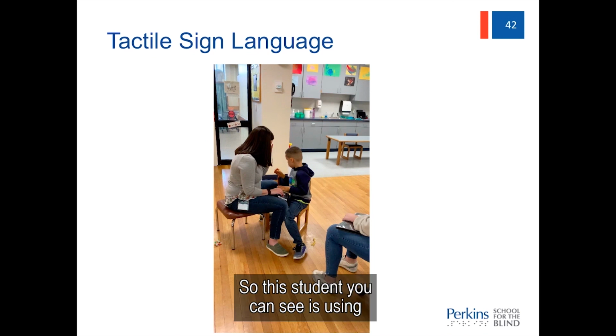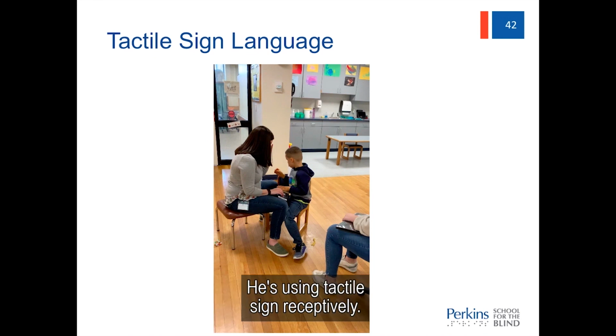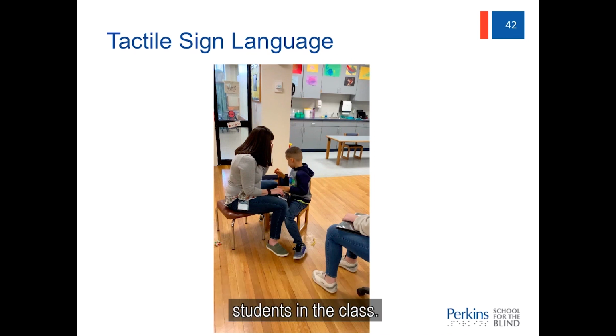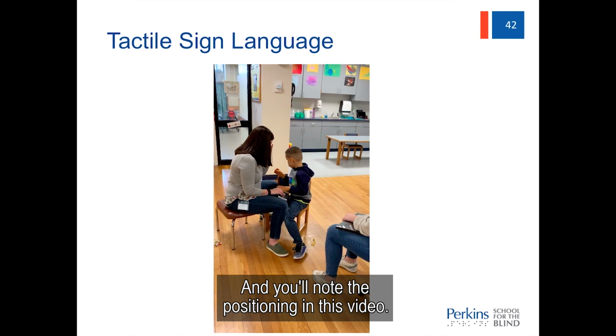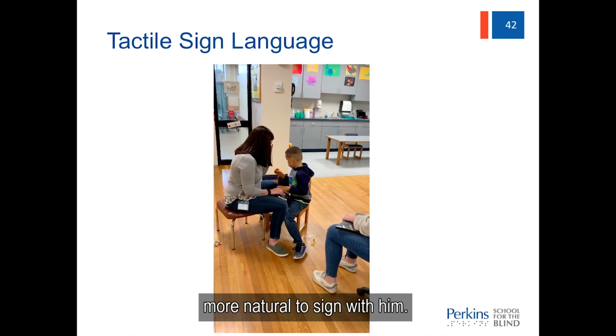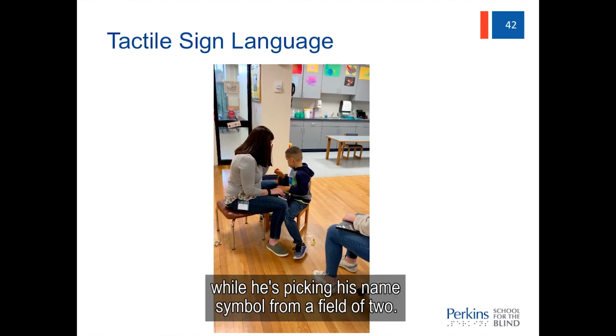So this student, you can see, is using a lot of different modes of communication. He's using tactile sign receptively, he's using simple signs expressively, and he's also using tactile symbols. He can identify his name symbol from a field of the 10 students in the class. And you'll note the positioning in this video. I'm sitting across from him, so it's more natural to sign with him. And then he can move himself around. He positions himself, so he has one hand signing with me while he's picking his name symbol from a field of 2.